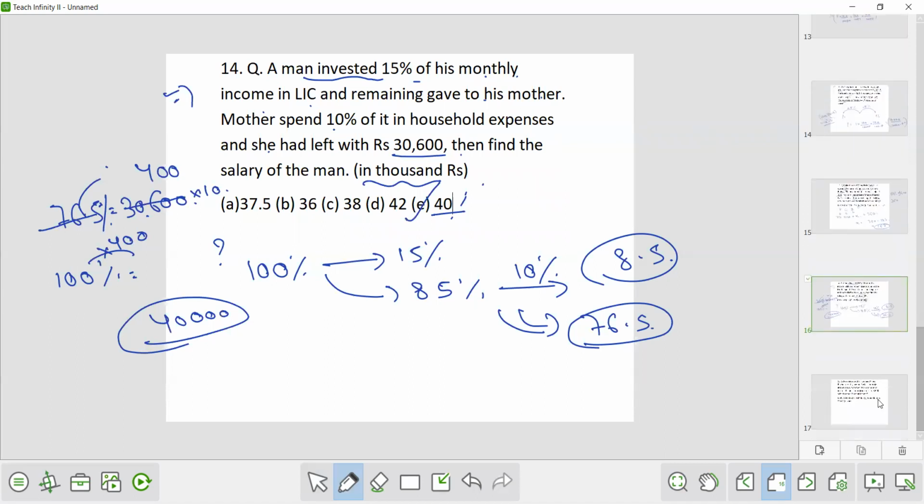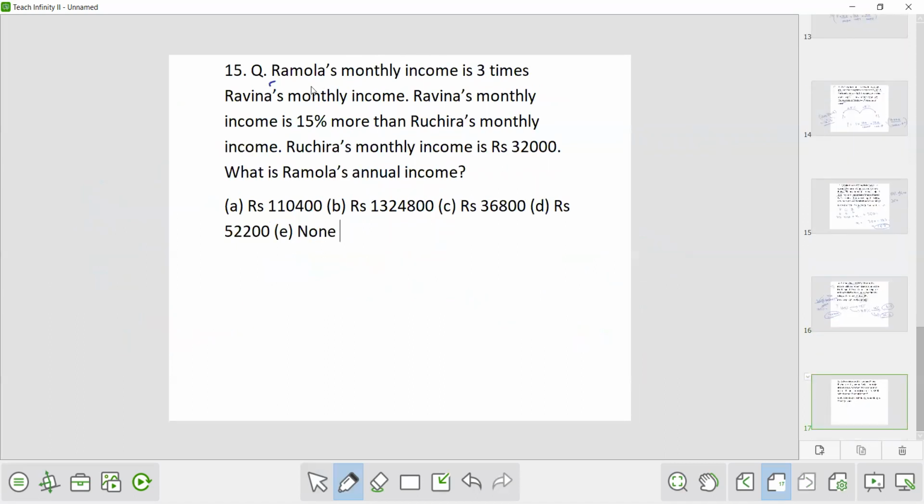Now the next question. Ramola's monthly income is 3 times Ravina's monthly income, and Ravina's monthly income is 15% more than Ruchira's monthly income. Ruchira's monthly income is 32,000. What is Ramola's annual income? Okay. So firstly, we will not take this percentage. We will, let's say, Ruchira's monthly income is 100. So Ravina's monthly income is how much? So this is 100, 115.